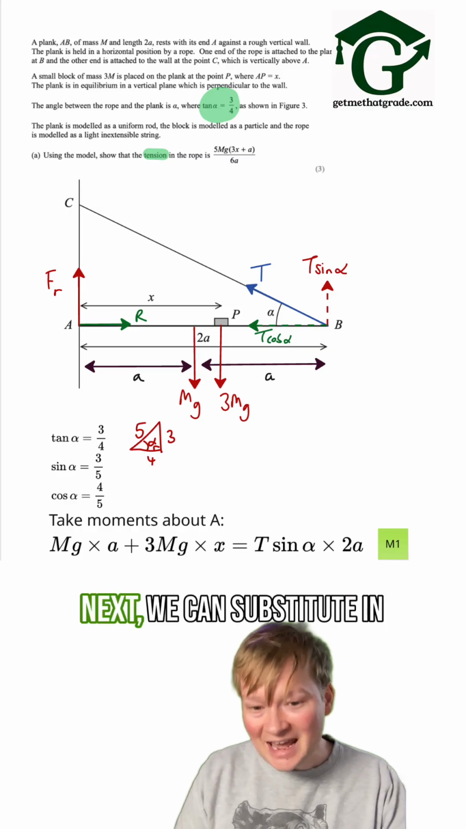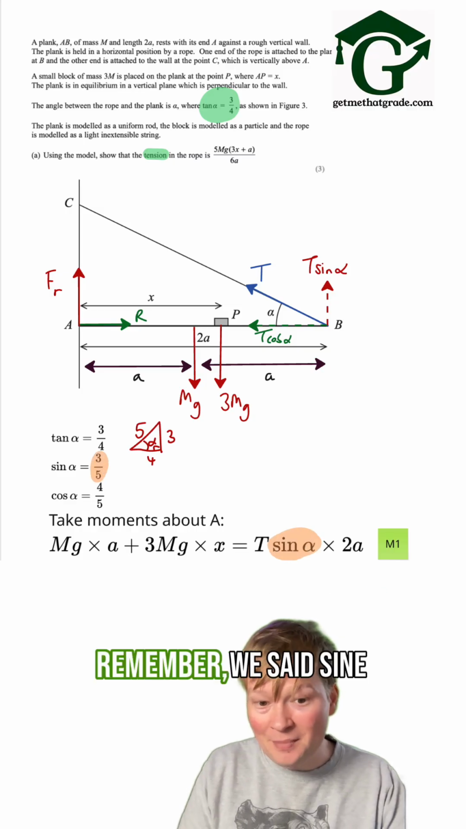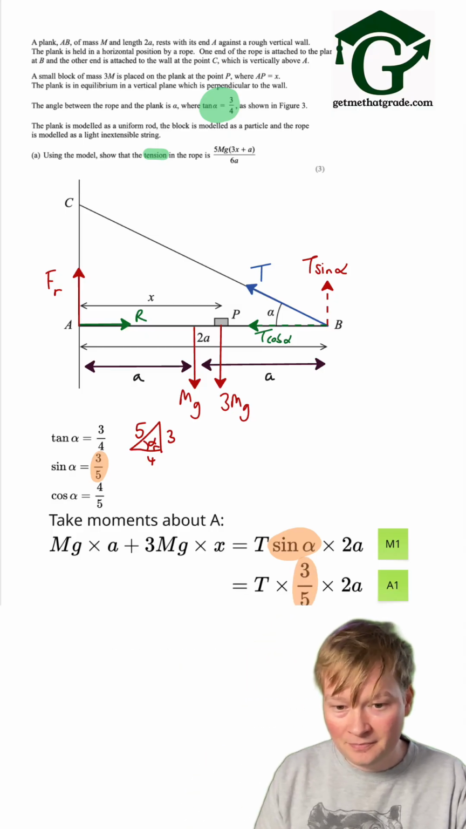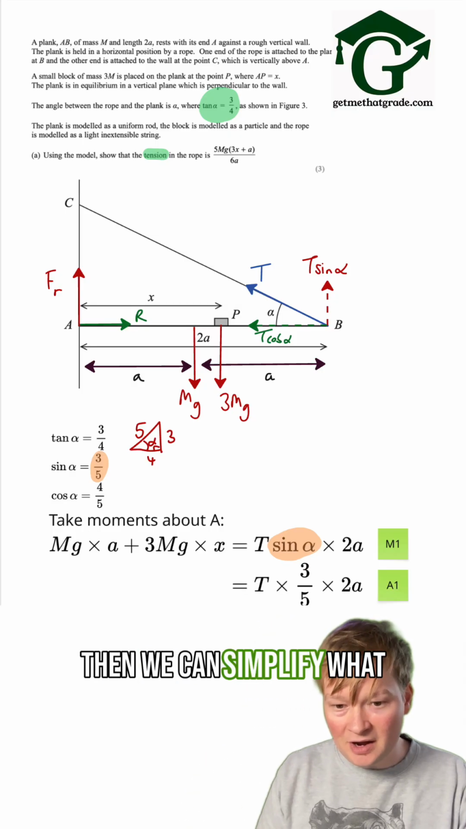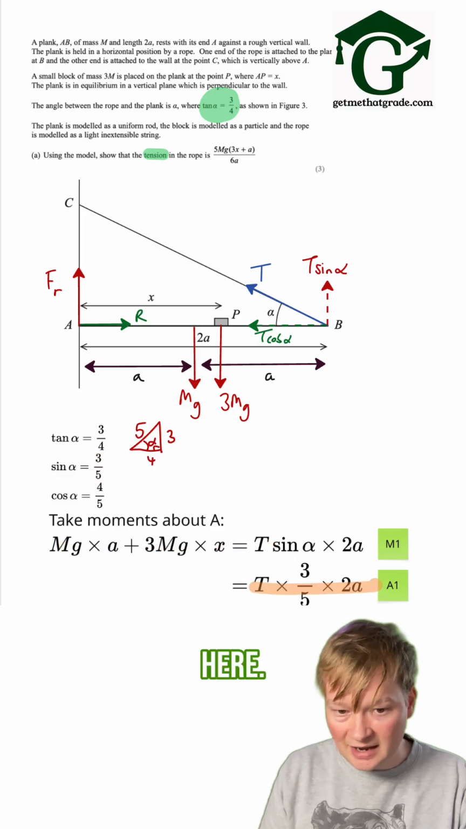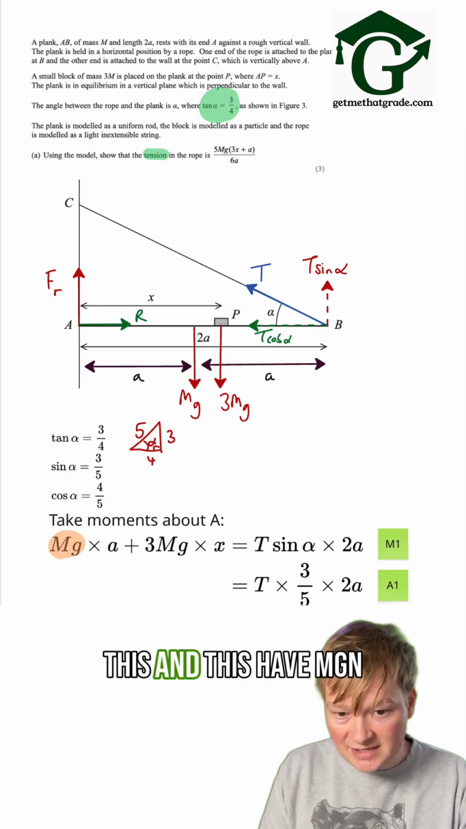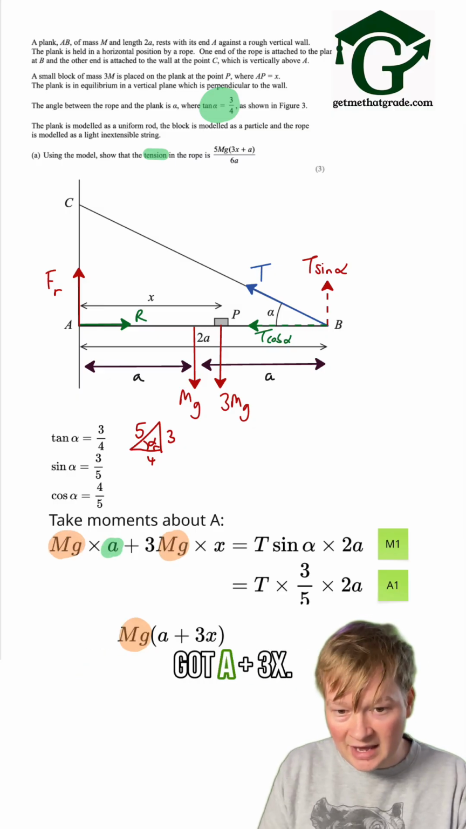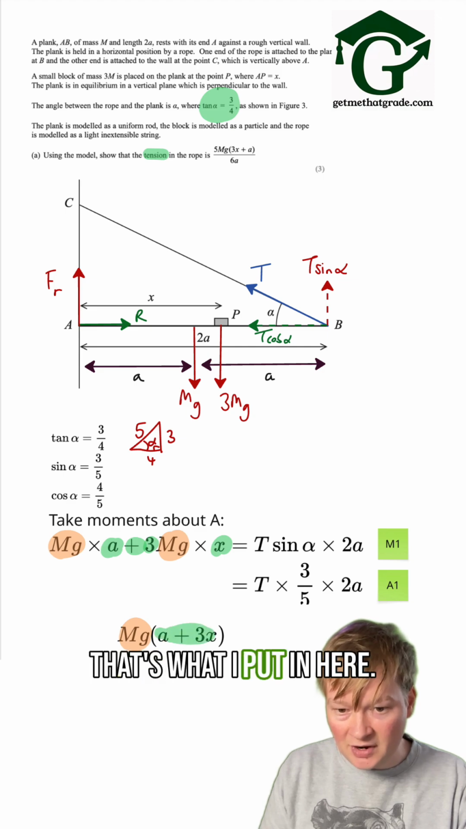year. Next, we can substitute in sine alpha. Remember, we said sine alpha was exactly 3/5. We get another mark if we get that far. Then we can simplify what we've got on the left-hand side and the right-hand side here. So let's simplify the left-hand side. This and this have mg in common, so I can take that as a common factor. And what have I got left? I've got a plus 3x. And that's what I put in here.